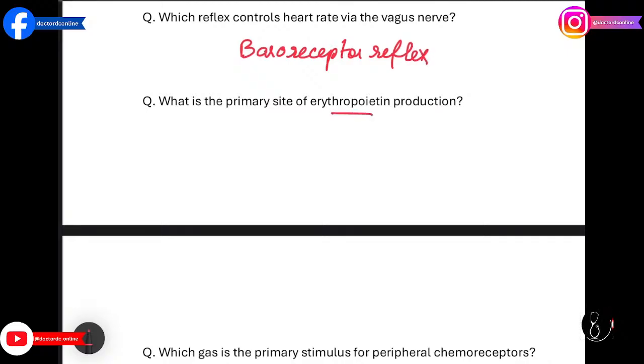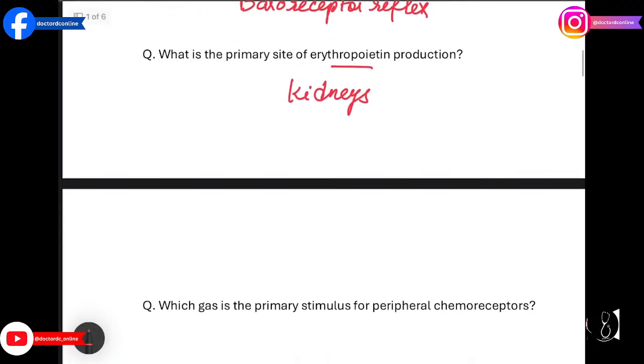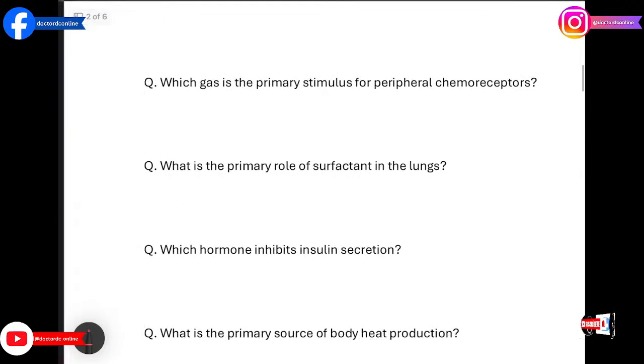The next question is, what is the primary site of erythropoietin production? And the answer is kidneys. Peritubular cells produce erythropoietin to stimulate red blood cell production.